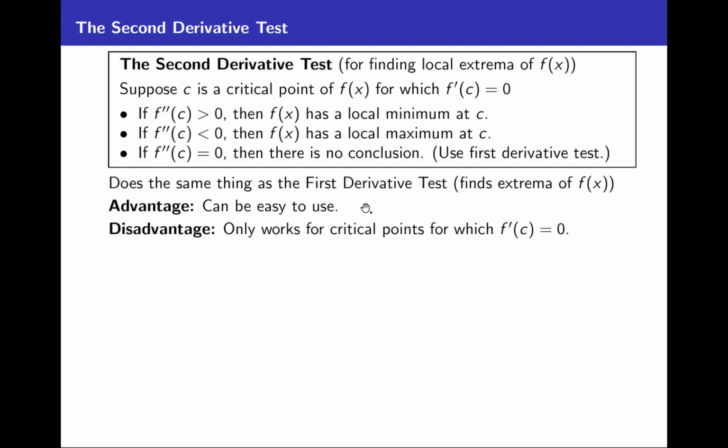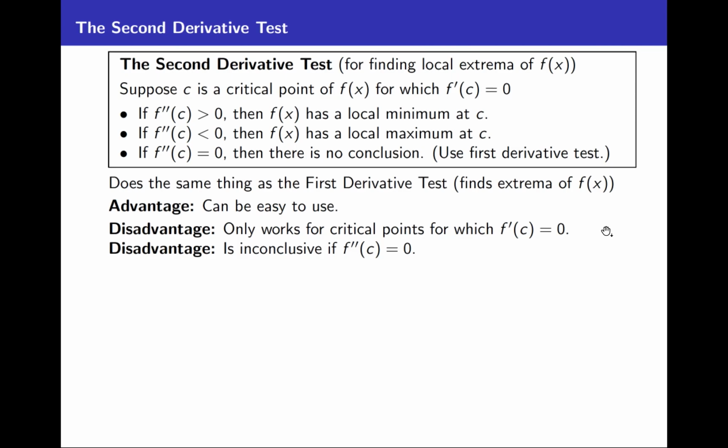There are some disadvantages, and one of them is that this only works for critical points for which f prime of c is equal to 0. That's part of the setup of the second derivative test. So if ever you had a critical point where f prime of c was not defined, the second derivative test is not going to deal with that. You just can't use the second derivative test. You've got to go back and use the first derivative test.